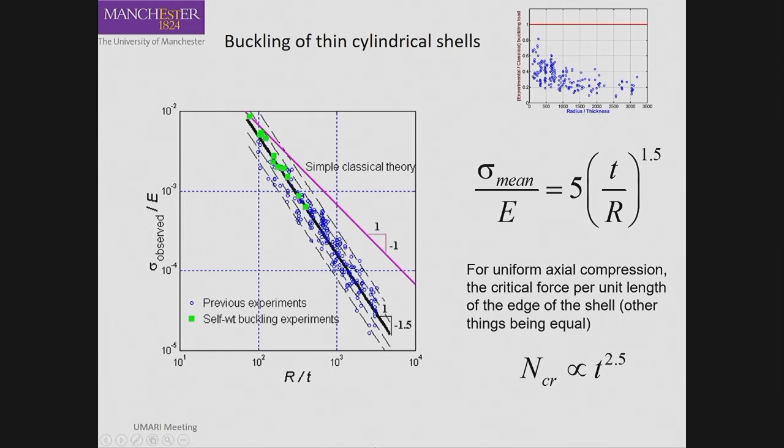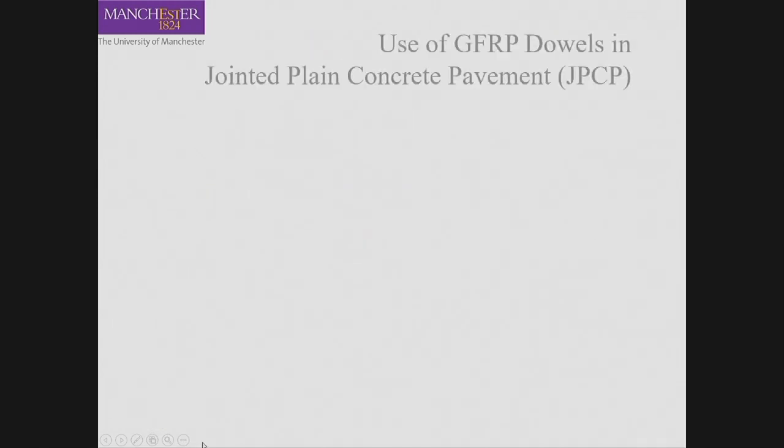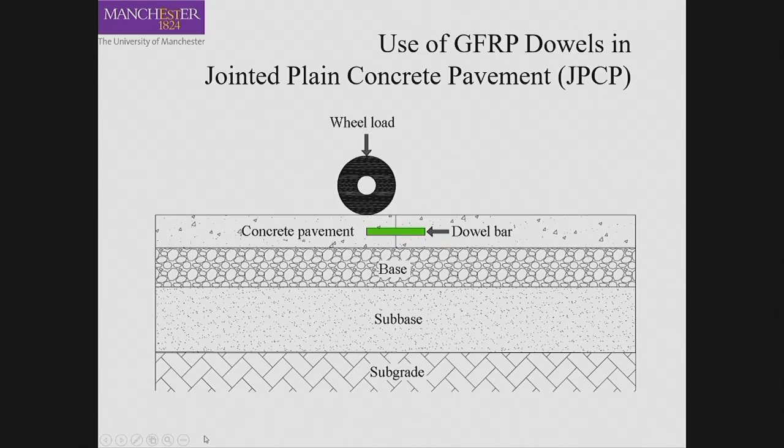And in particular, it varies with t to the power 2.5. I also did some experiments recently with jointed plain concrete pavement. Think about an aircraft runway: it is made up of concrete slabs, and they are not made as a single concrete slab. They are made in certain sizes. Why? To accommodate thermal expansion, contraction, shrinkage, all sorts of things.